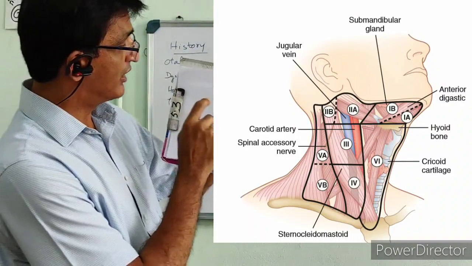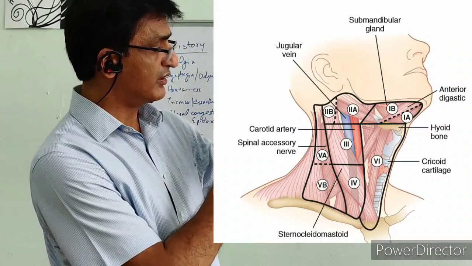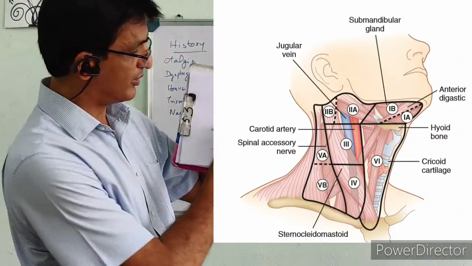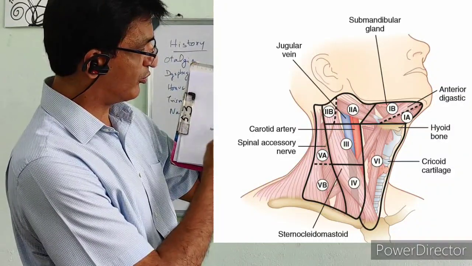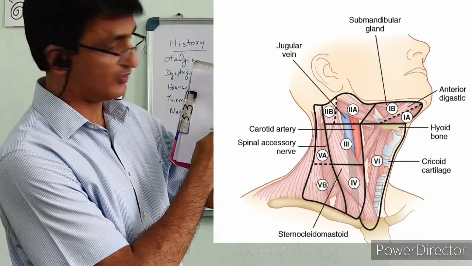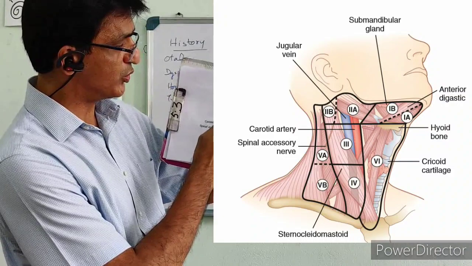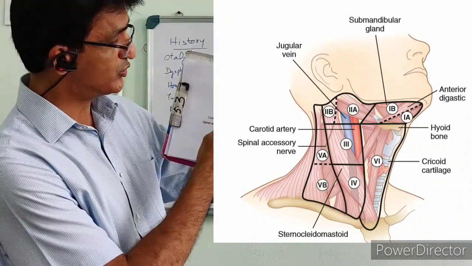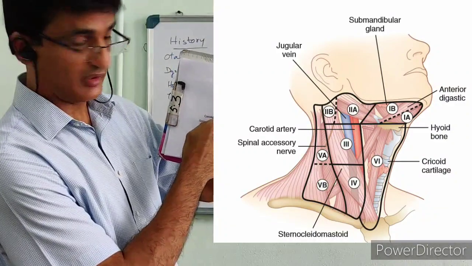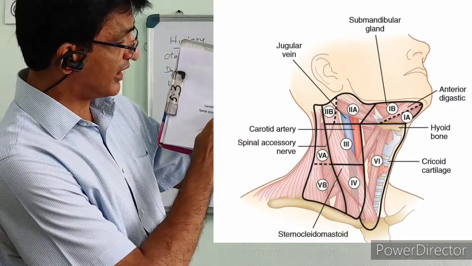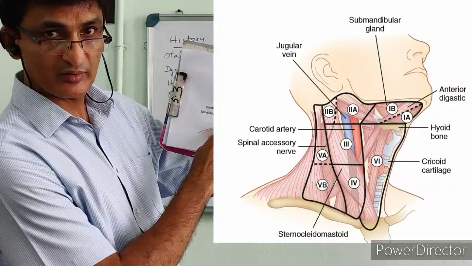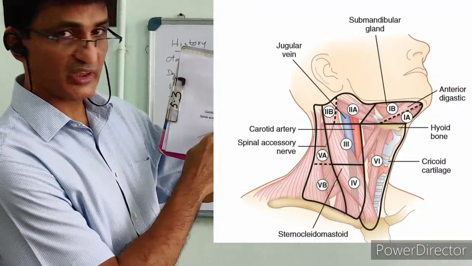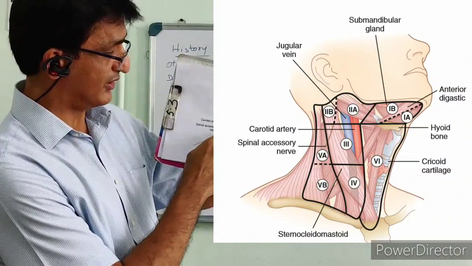Level 2 is the area from the base of the skull to the hyoid bone superiorly to inferiorly, from the midline to the posterior border of the sternomastoid. This area is again divided into 2A and 2B by the spinal accessory nerve. Level 3 is from the hyoid bone to the cricoid cartilage above and below, from the midline to the posterior border of the sternomastoid. Level 3.